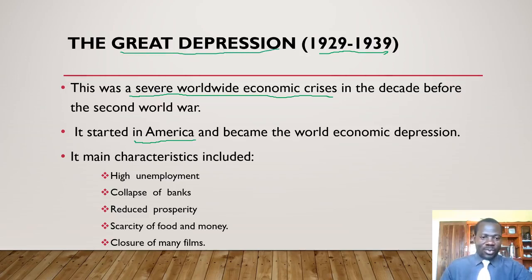Now, what were the main characteristics of this Great Depression? In America, there was high unemployment. Things changed, yes. And again, there was collapse of banks, reduction of prosperity. Those people who had money in their pocket, this time around, no money. And again, scarcity of food and money. There was high production, but look at this scarcity of food and closure of many firms. Here we talk of industries that were closed. Those were the characteristics of the Great Depression, 1929 to 1939.